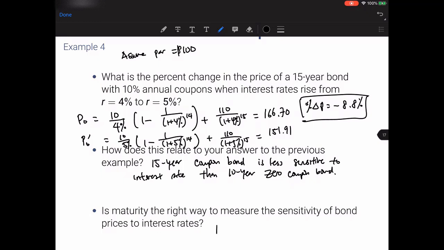No. Right? This is obvious because it's a longer maturity than the 10-year bond, yet because it is coupon bearing, it's actually less sensitive to changes. It's less sensitive to interest rates than the 10-year zero coupon bond.